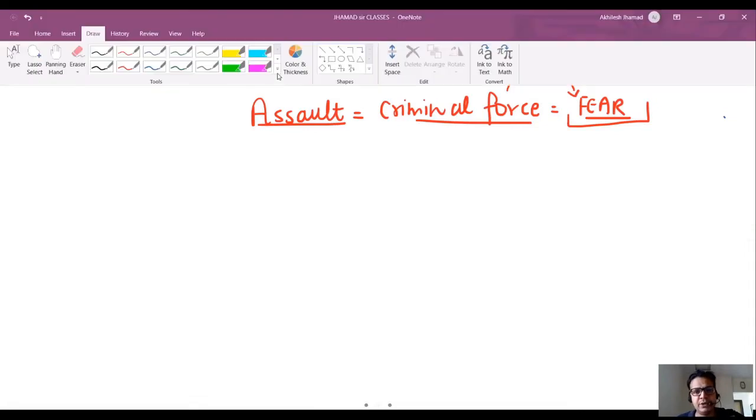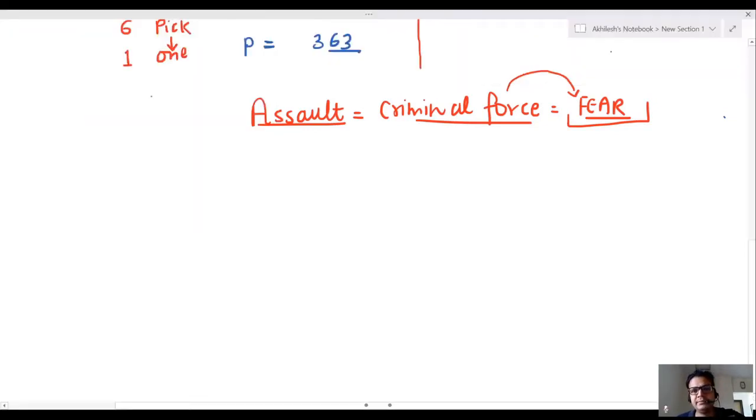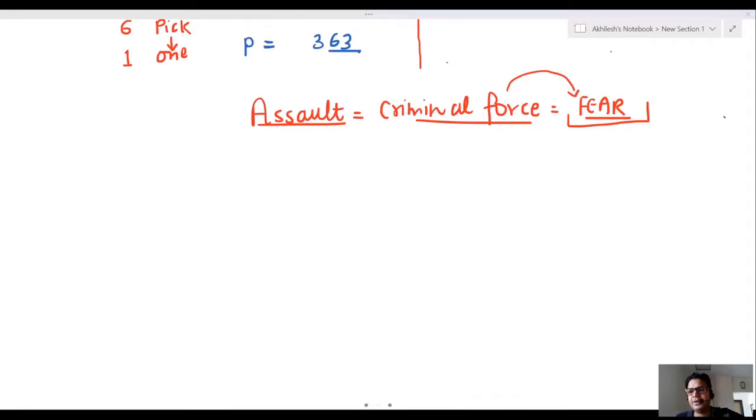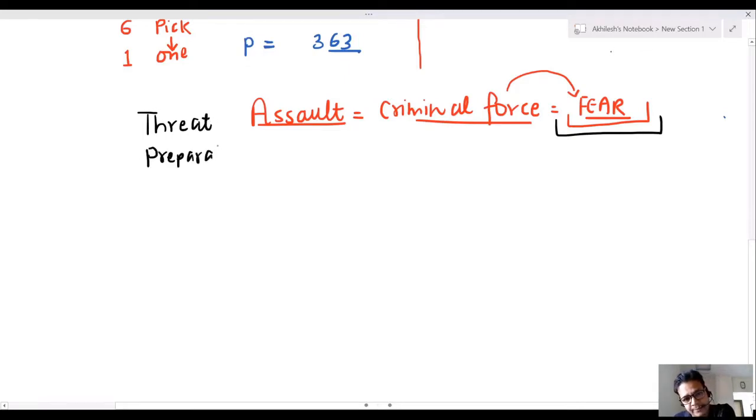If the person gets fear by your criminal force, so any kind of criminal force where a person gets fear, this is assault. Sir, actually fear is the most important part. Examples of assault: threatening, dhamki dena, any kind of preparation, or any kind of attack. So there may be sexual assault, physical assault, or many kinds of assault.